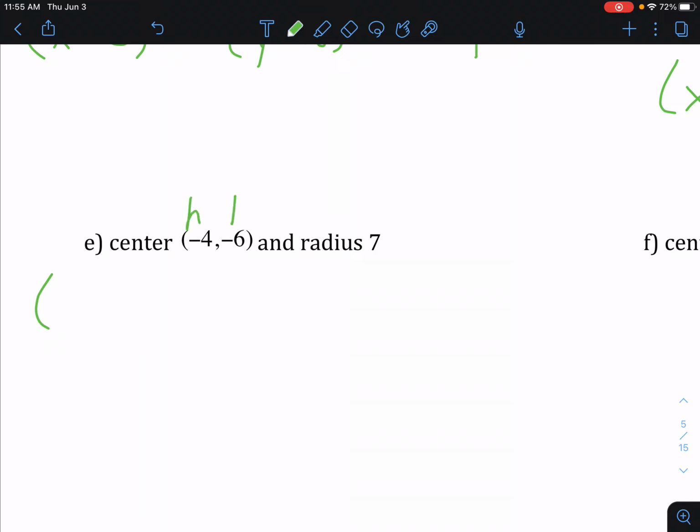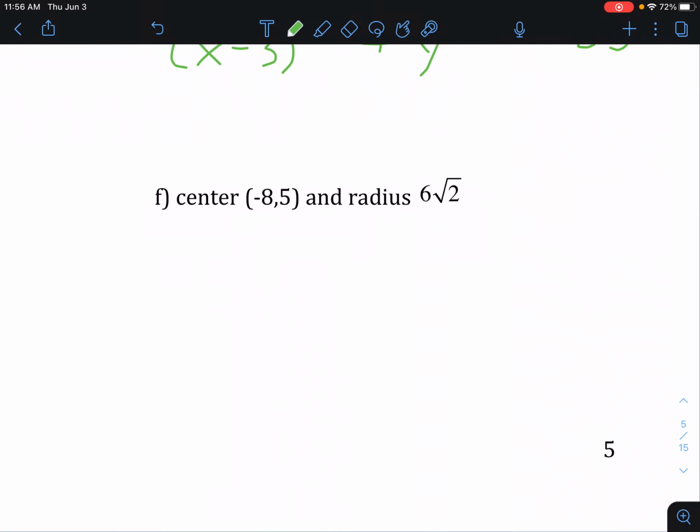So h and k. So we'll have x plus 4, double negatives change to a plus, then squared, plus y plus 6, again double negatives, also y plus 6, then squared, and then equals, and then take 7 squared, which is 49.